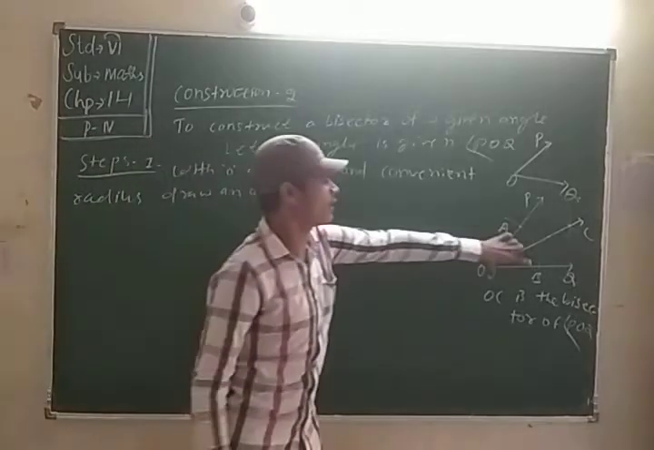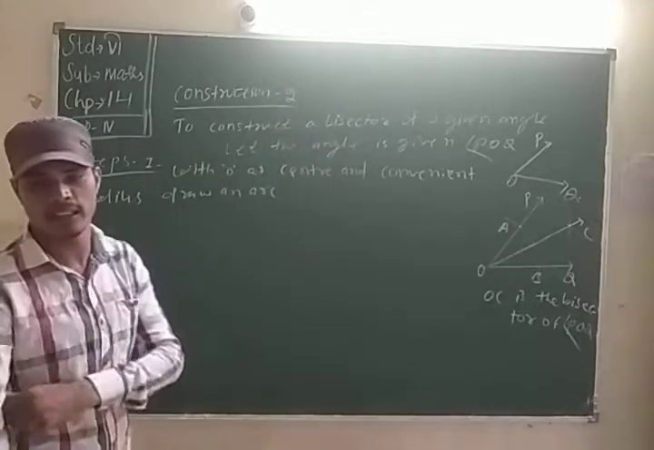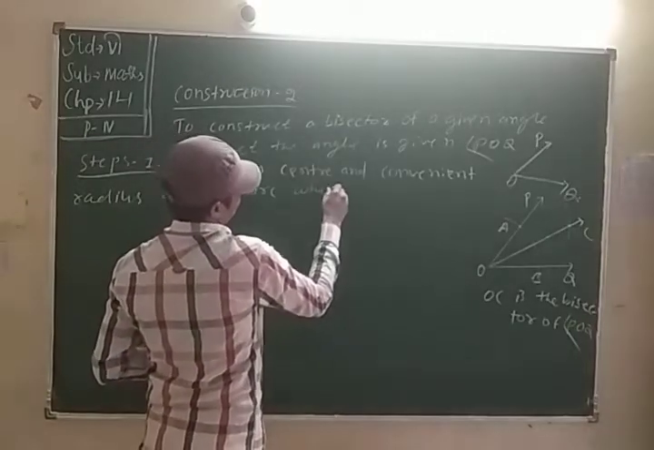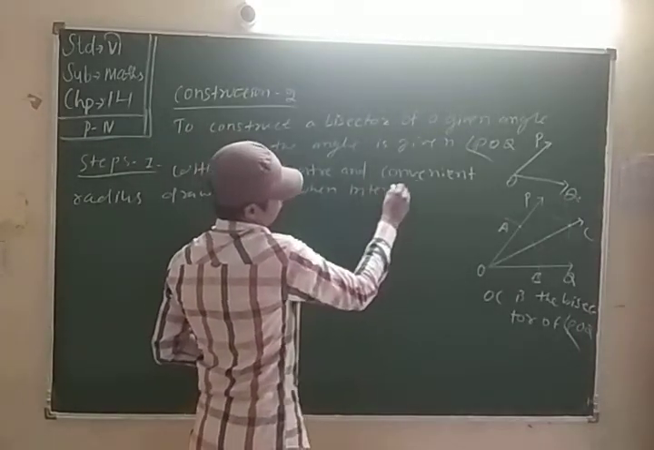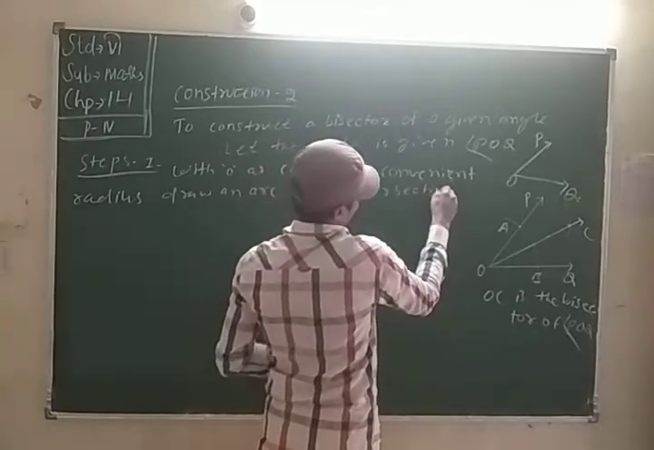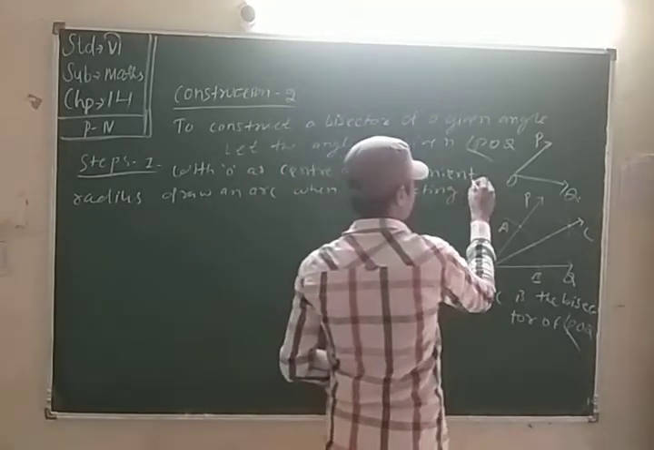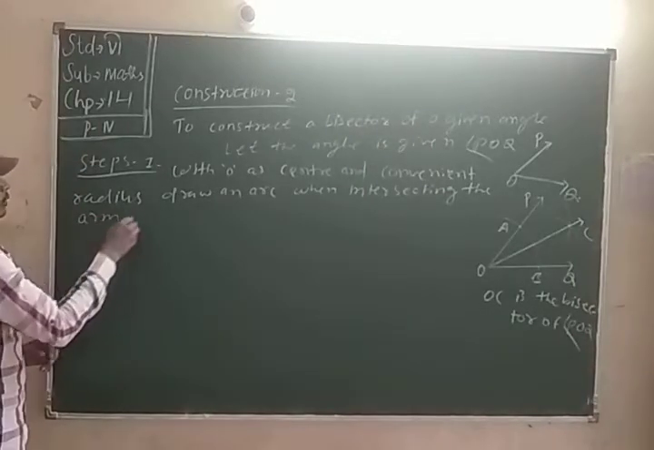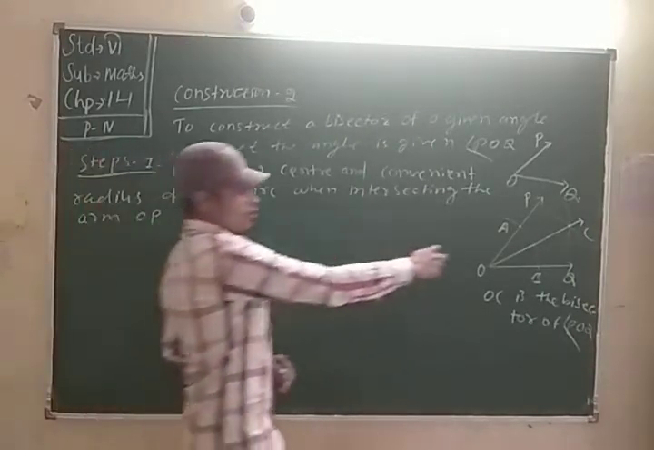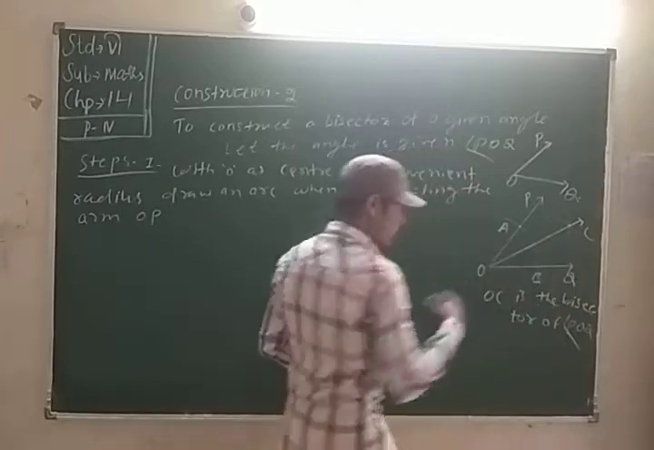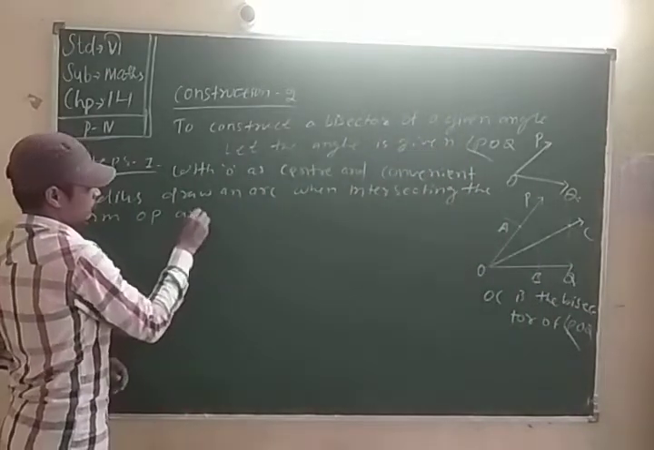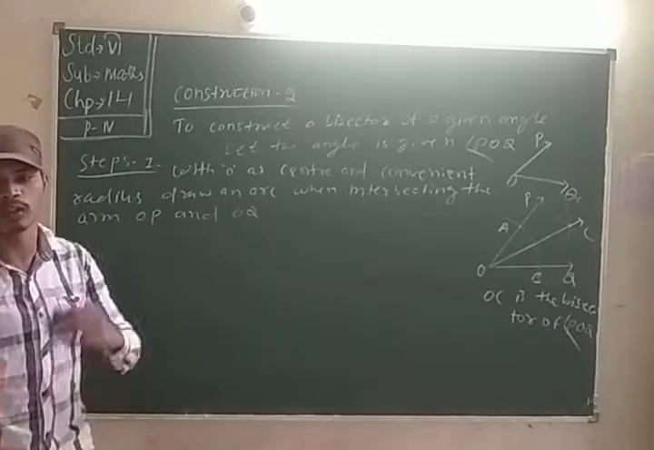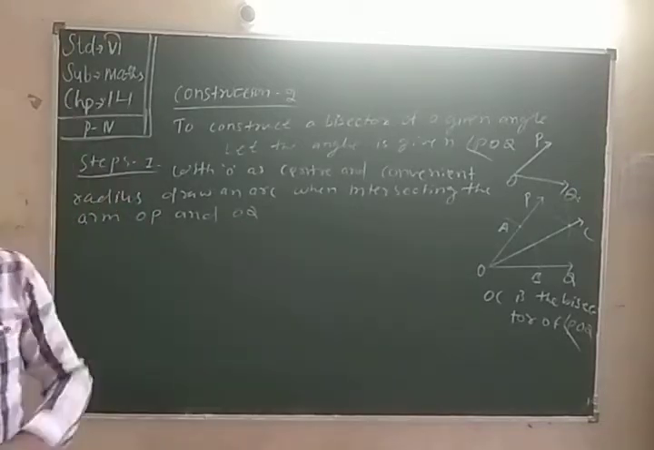Here is one arc, here is another arc. That's what is cutting, intersecting the arms. Draw an arc intersecting the arm. Here is the OP arm intersecting, here is the OQ. Both of them are intersecting.